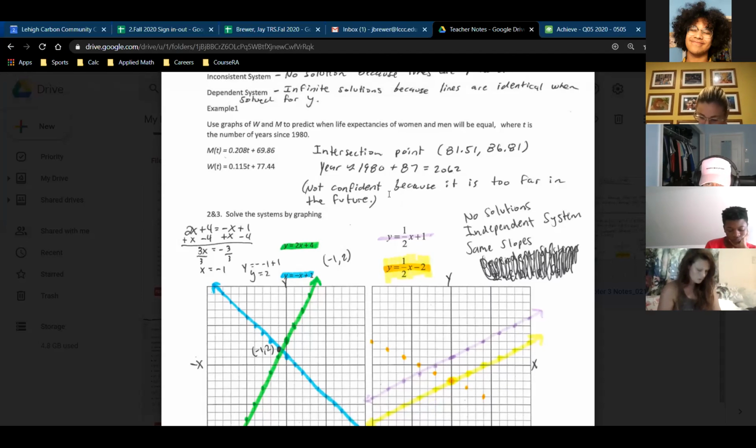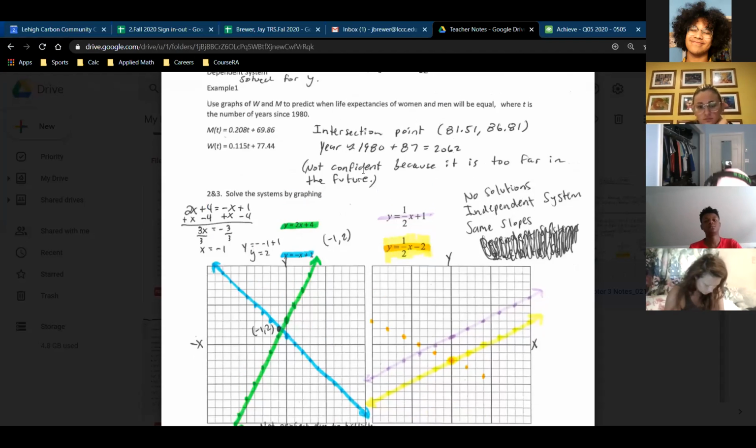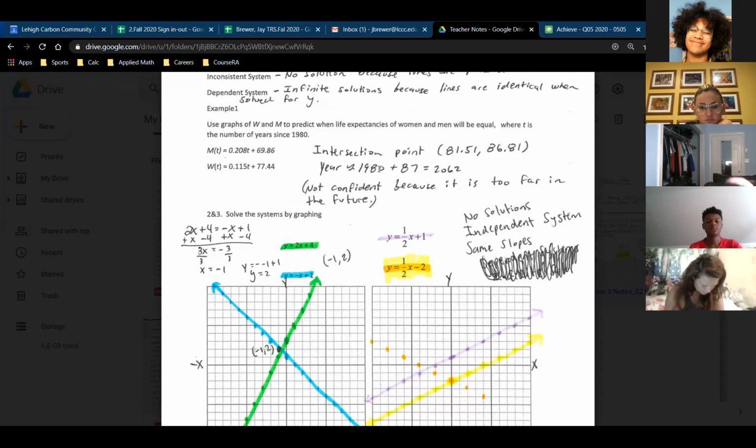But either way, this is really important for you guys to remember. It's not a confident answer because it's too far in the future. So it's saying that the year they're going to be equal is 2062. And that's just way too far in the future for any of us to really feel confident in that answer. Does that make sense to everyone?